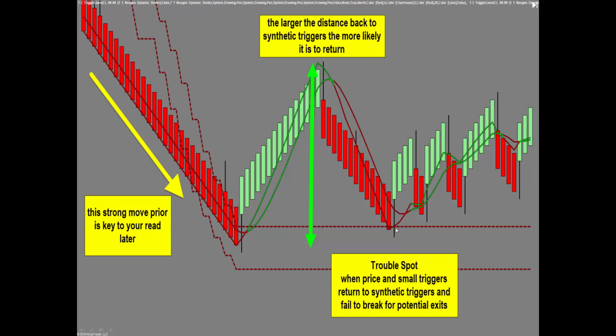Now, in our educational room, we're going to talk a lot about trouble spots. Trouble spots are when you go short above your synthetic trigger lines and the market makes it back to them and can't penetrate back below them. That's an exit spot for us if we were short from up here.